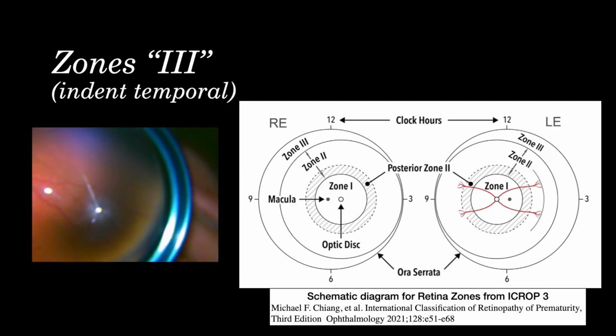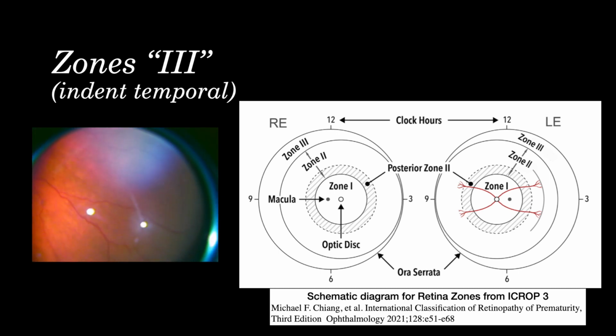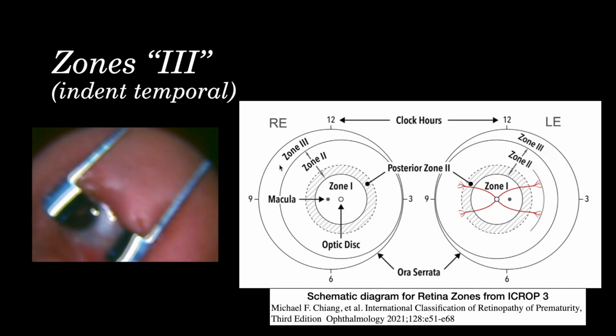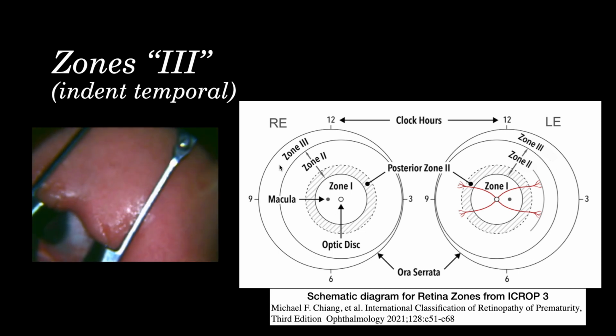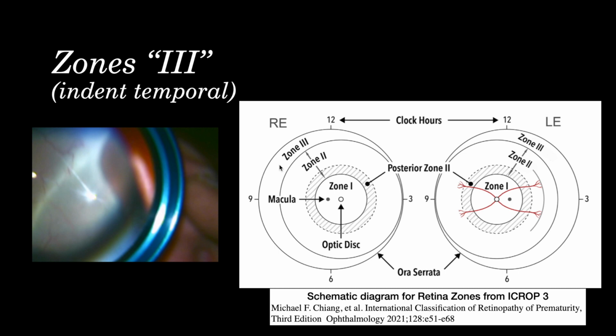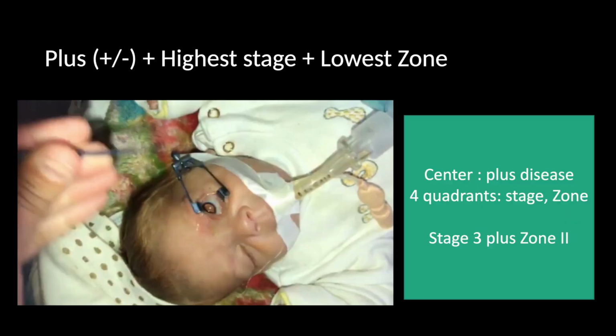So where is zone 3? To get to zone 3, you have to go to the small temporal wedge seen here, which we get to by indenting at the ora serrata. The 2 to 3 disc diameters close to the temporal ora, this is zone 3.